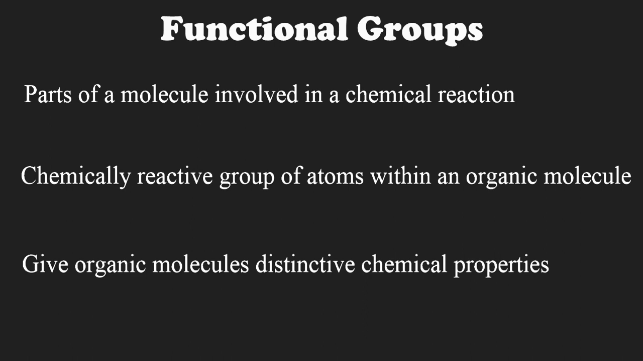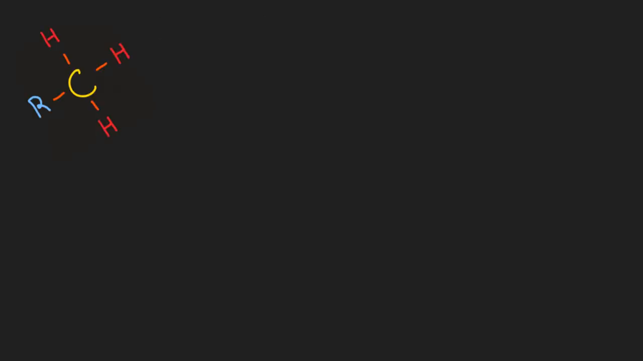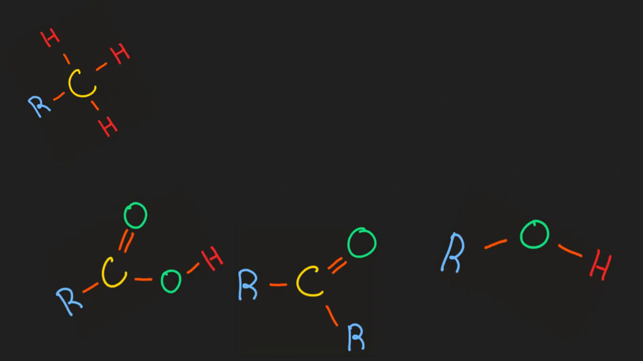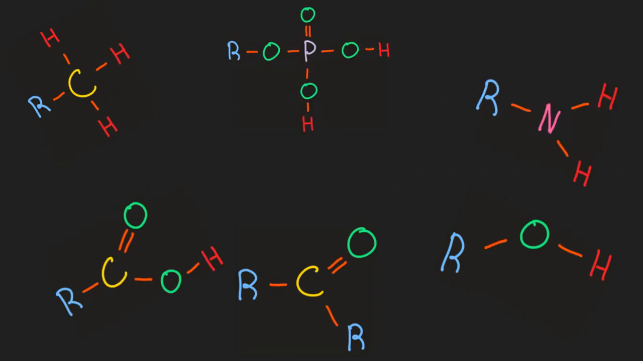Now for the 7 functional groups. There is methyl, hydroxyl, carbonyl, carboxyl, amino, phosphate, and sulfhydryl.